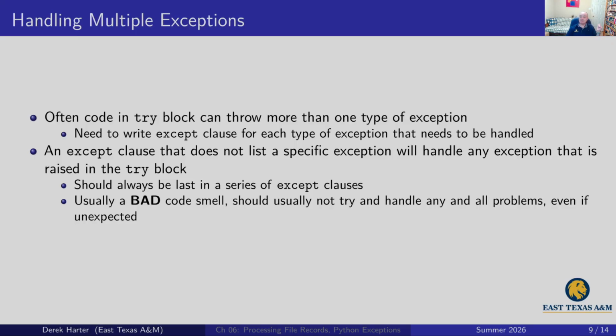Okay, so as I mentioned previously, you can handle multiple exceptions in a try except block. Often code in a try block can throw more than one type of exception. And the best practice is you really need to write except clauses for each type of exception. You need to be specific.